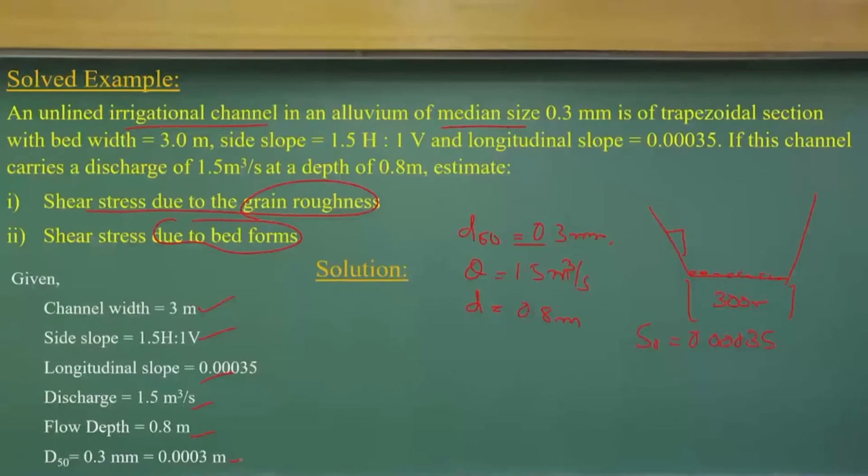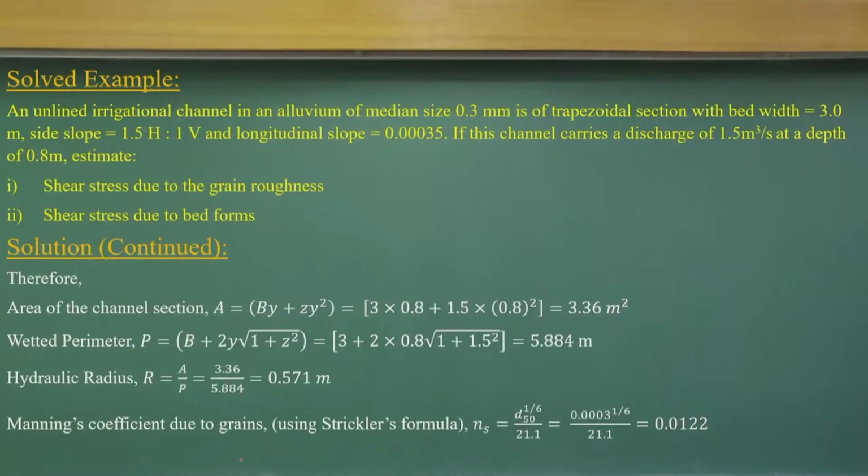First, we need to compute the basic geometry properties, like the area of the channel cross section. Being trapezoidal, you can compute it, and it comes out to be 3.36 meter square. We can find out the wetted perimeter, and the hydraulic radius, which is the ratio between flow area and the wetted perimeter, comes out to be 0.571 meter.